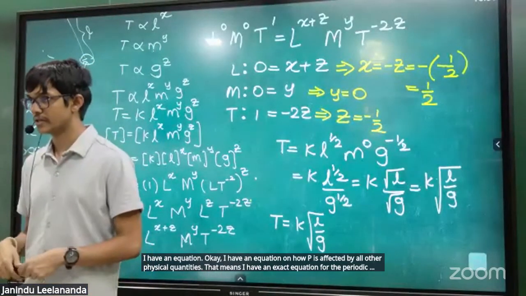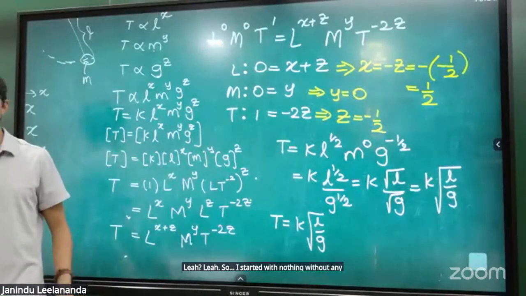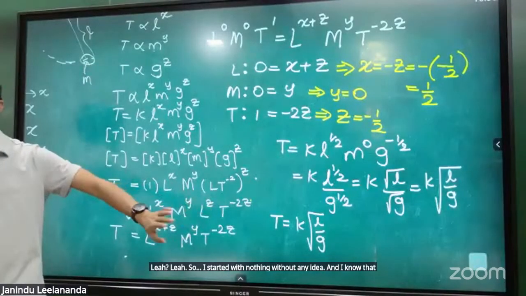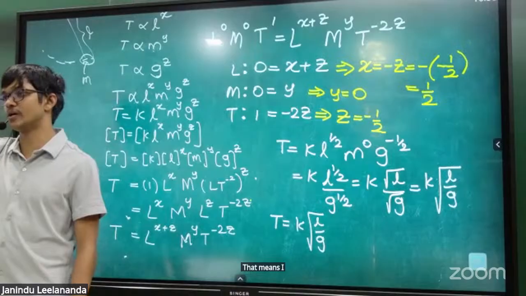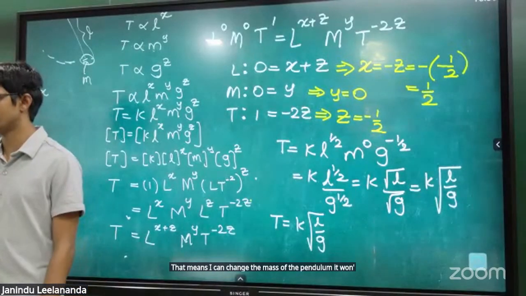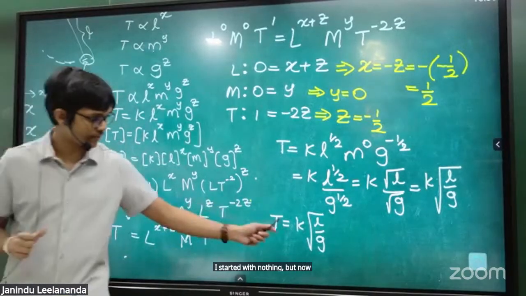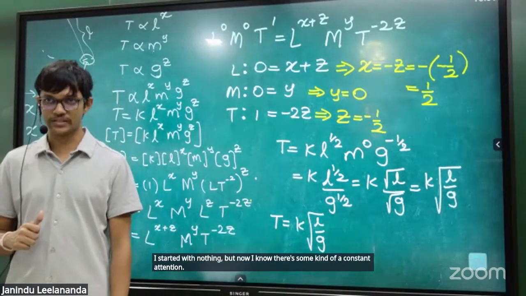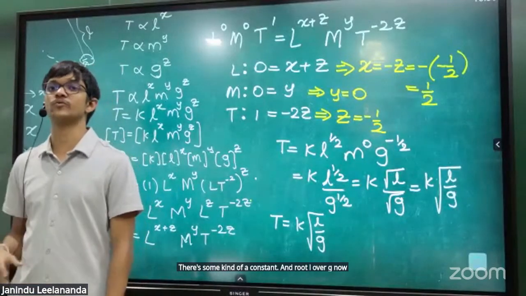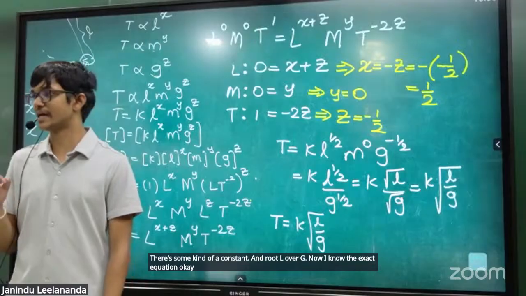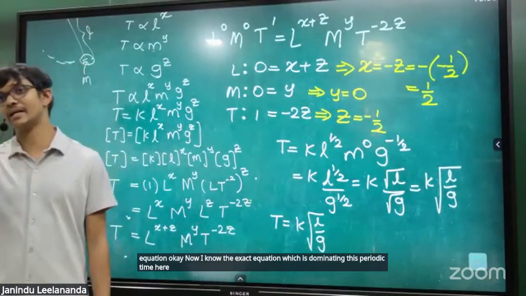Clear? So I started with nothing, without any idea, and I know that now M has no impact here. That means I can change the mass of the pendulum, it won't affect. I started with nothing, but now I know there's some kind of a constant and root L over G. Now I know the exact equation which is dominating this periodic time.